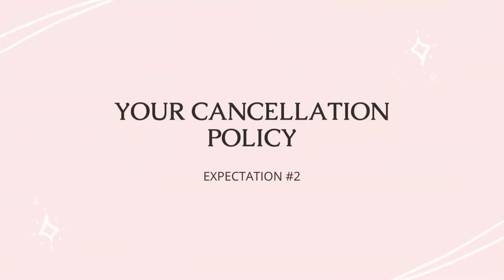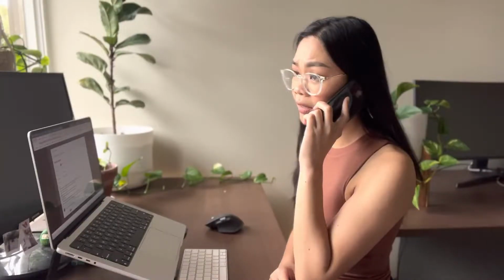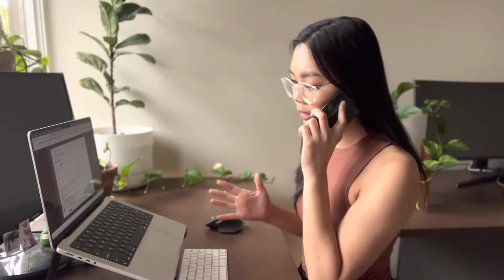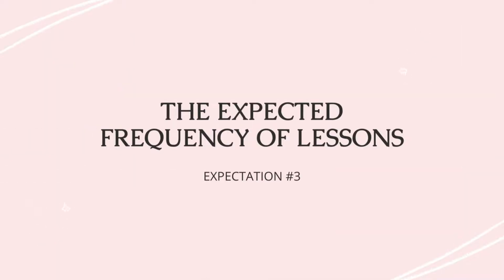Number 2, your cancellation policy. How much notice do you expect from students if they have to cancel or reschedule a session? What happens if students fail to give you this much notice? Number 3, the expected frequency of lessons. Do you expect your students to commit to regular lessons with you? If so, how frequent are these?